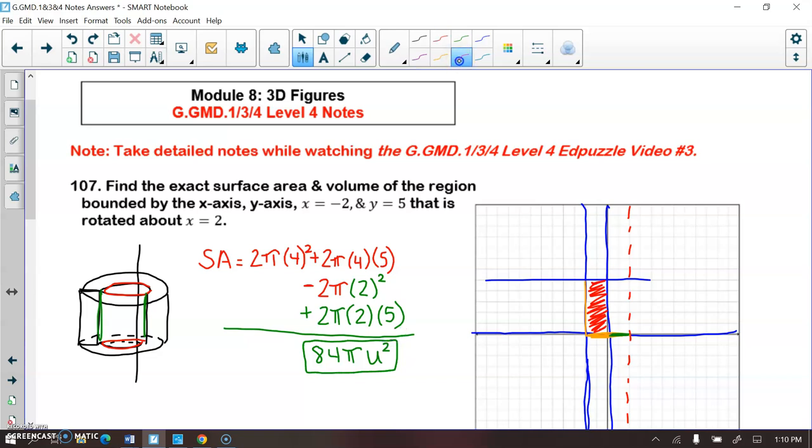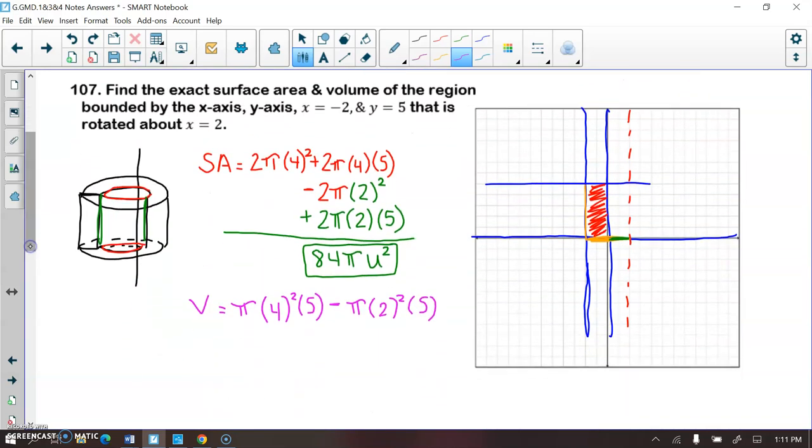Now I'm going to find the volume. And so I'm going to take the volume of the large cylinder, and then I'll subtract the volume of the small cylinder. So the volume of the large cylinder would be pi times 4 squared times my height of 5. And then I'll subtract the volume of the small cylinder, which is pi times 2 squared times my height of 5. So I wind up with the volume being 4 squared times 5 minus 2 squared times 5. I wind up with 60 pi units cubed. And that's an exact format, so I just leave it just like that.